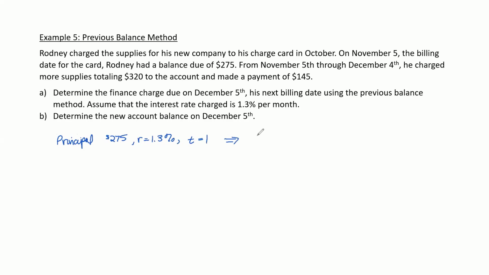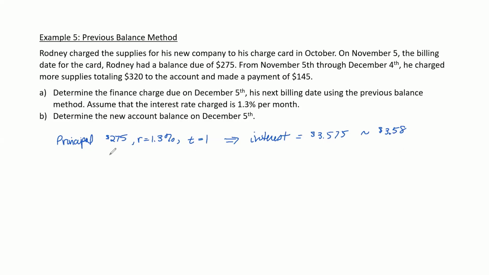And using the simple interest calculator, his interest is going to be 3.575, so 3.58. So $3.58.